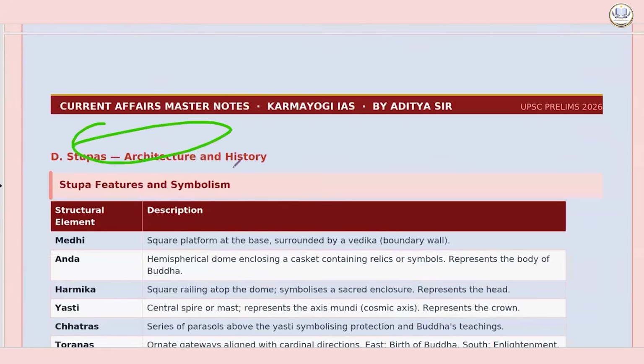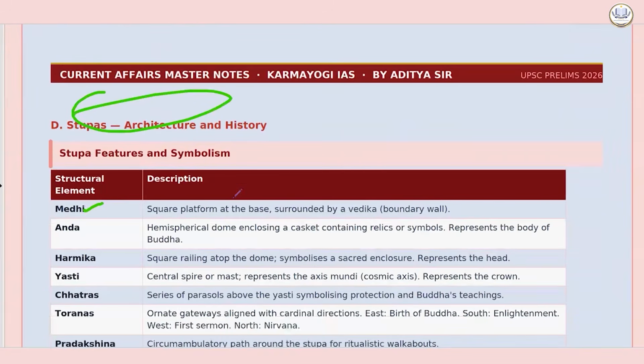Stupas. So, Medhi is one element, a spire platform at the base surrounded by the Vedika, that is the boundary wall. Okay.